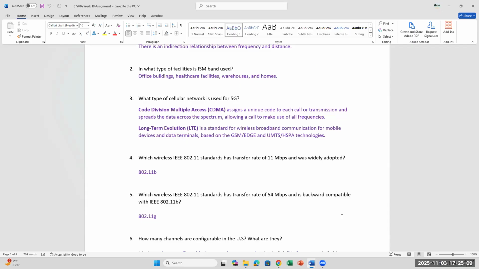And then your long-term evolution, your LTE. This is the standardized broadband communication for mobile networks. Originally you see this with GSM, EDGE, and UMTS. So the majority of your mobile devices fall into this category, your LTE. You hear the commercial all the time or see it, right? Yes. So now you know that that is a specific type or standard for your cellular network and how it's implemented.